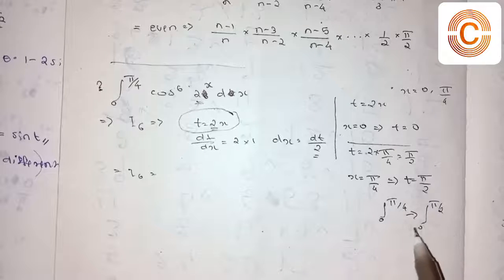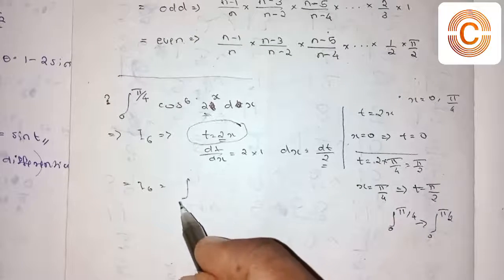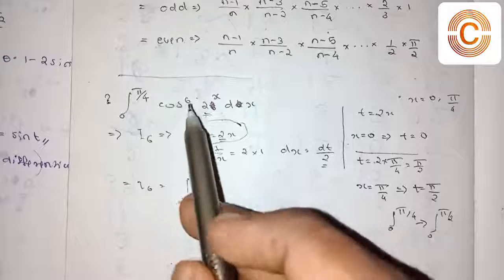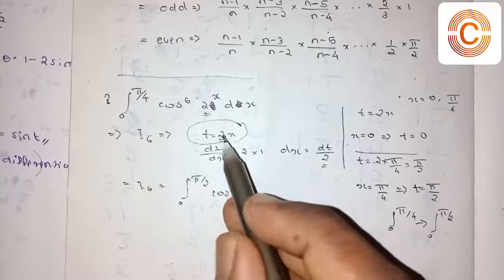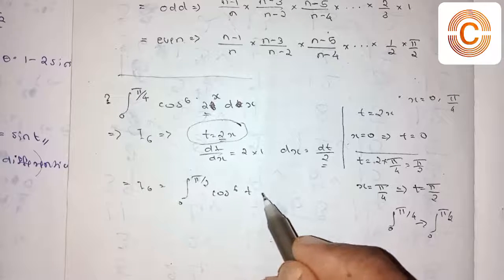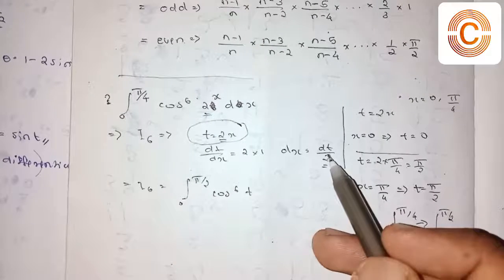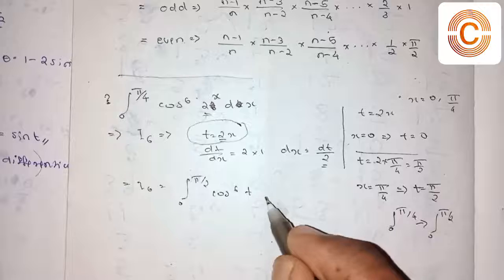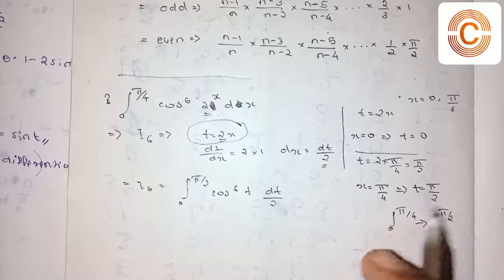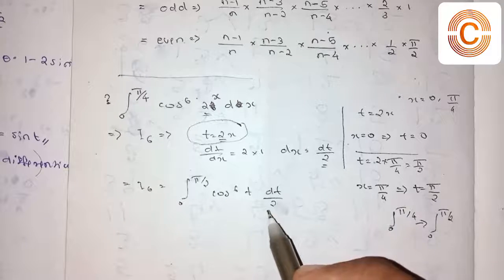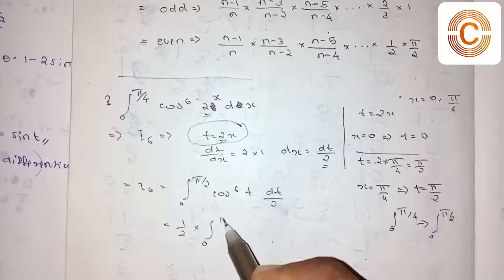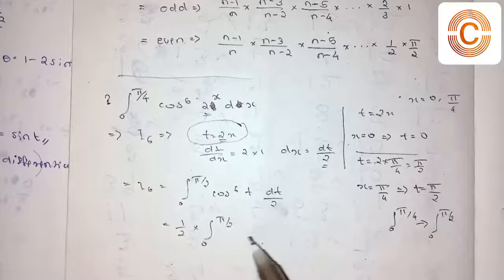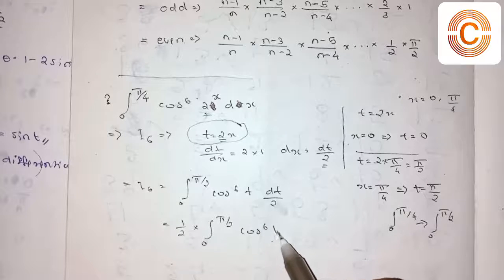So we get the limit as 0 to pi by 2, then apply it here: the integral from 0 to pi by 2 of cos raised to 6 of 2x, which is converted into t, into dx, where the value of dx is equal to dt divided by 2. Here 1 by 2 is a constant, so take it outside, that is, 1 by 2 into the integral from 0 to pi by 2 of cos raised to 6t dt.